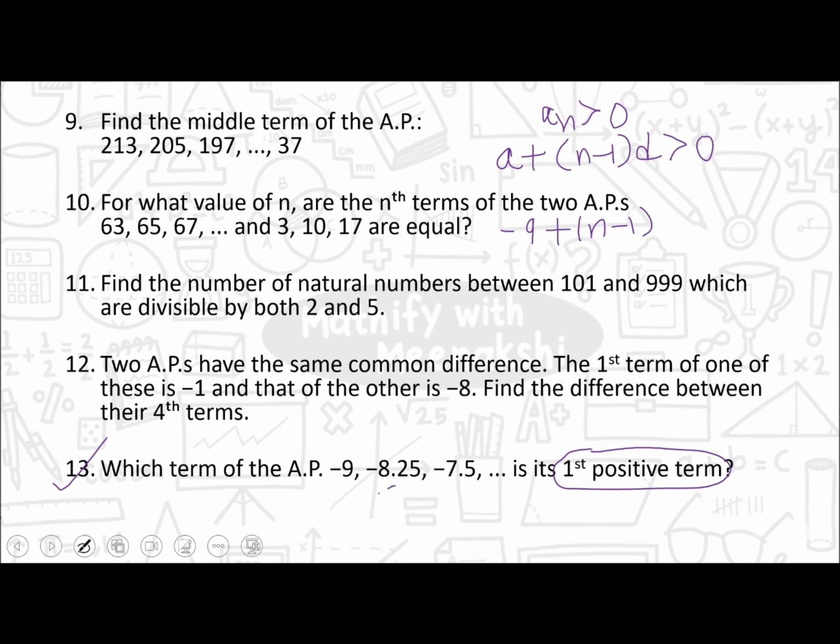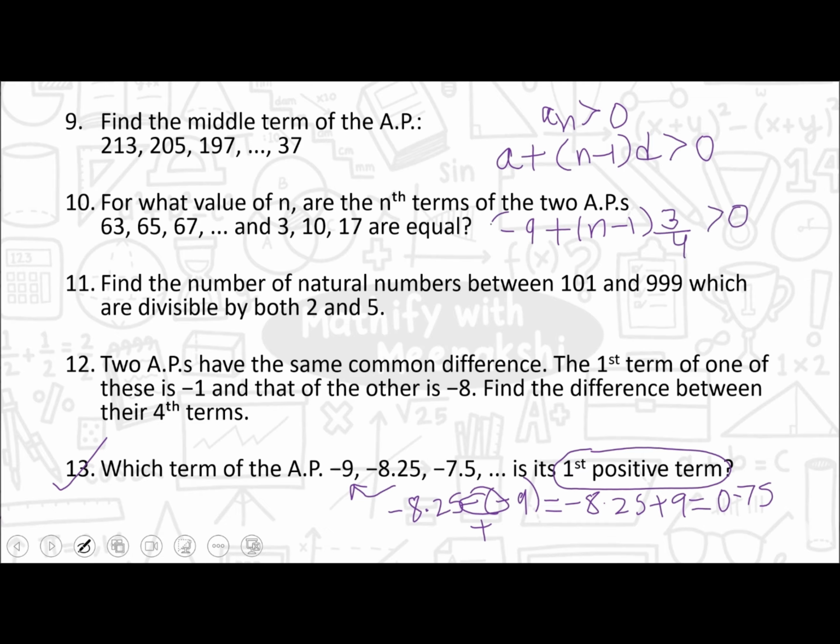Now just see carefully, what is your d? Minus 8.25 minus minus 9. And what is minus minus? It becomes plus. So you can write minus 8.25 plus 9, that means 0.75. So your d here is 0.75, which you can write as 3 by 4 too.